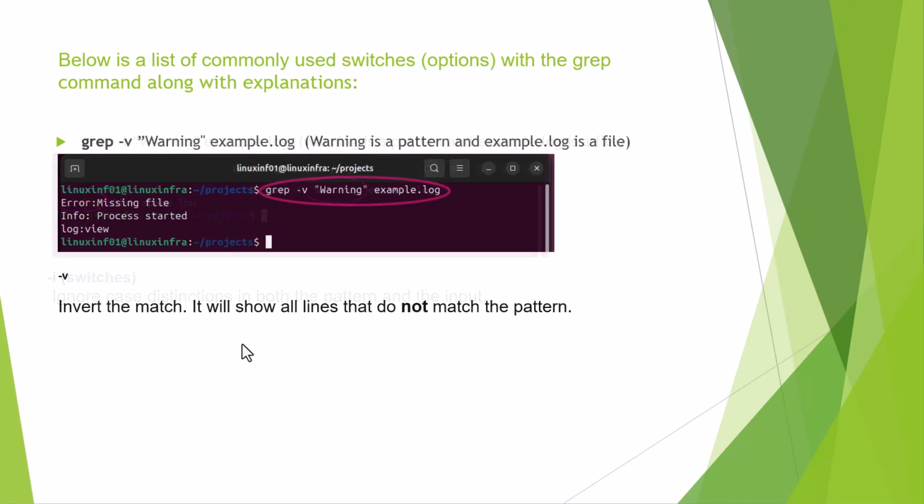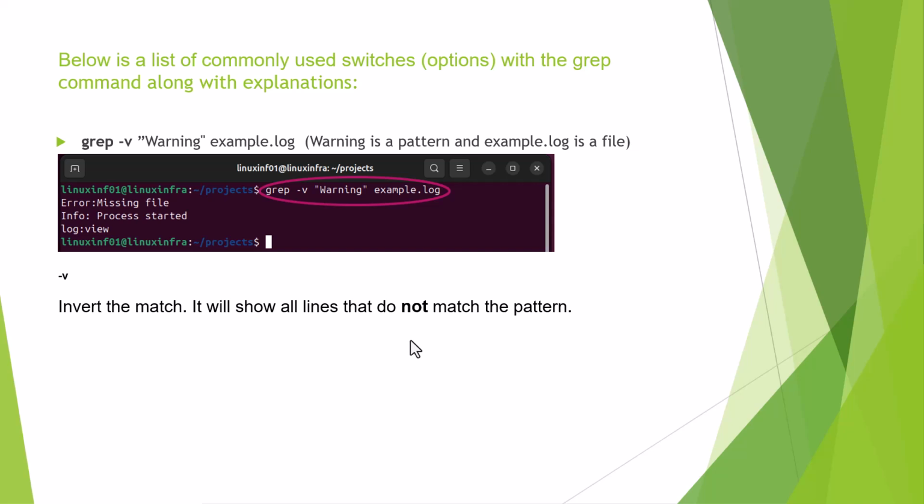Next is grep -v, and warning is the pattern, and example.log. So I'm using warning as a pattern, and using the file name example.log, and this will invert the match. It will show all lines that do not match the pattern.